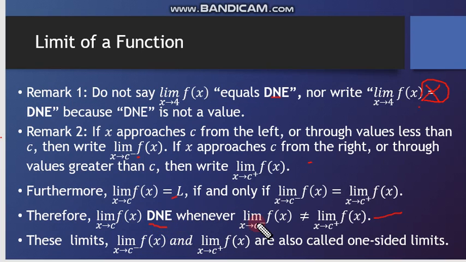So in the same way, in the last example, we put DNE because the limit of f of x as x approaches c negative is not equal to the limit of f of x as x approaches c positive. So these limits, the c negative and the c positive, are also called one-sided limits.